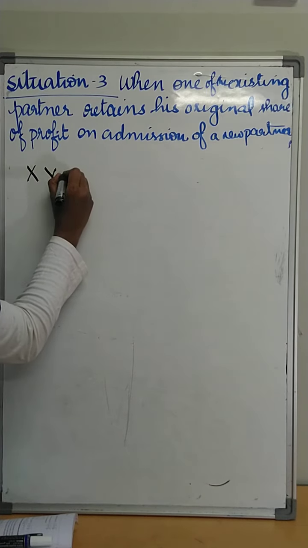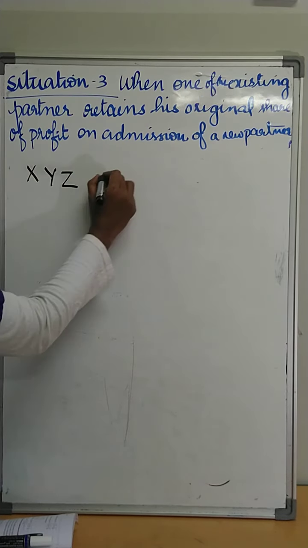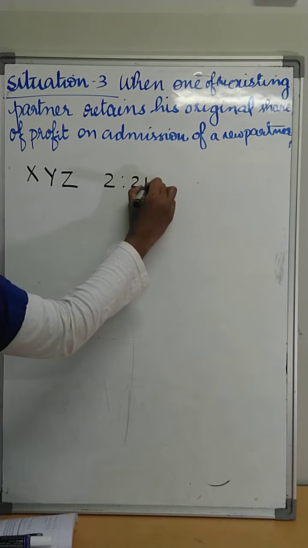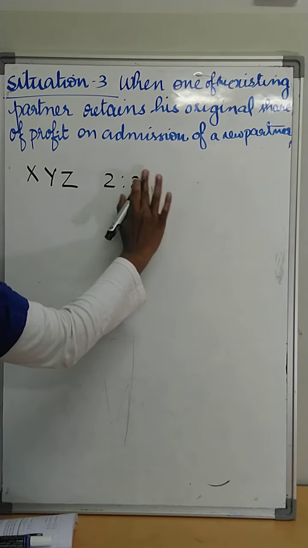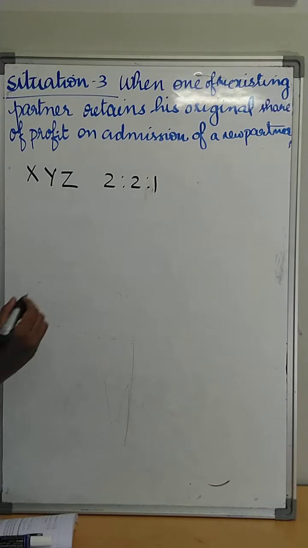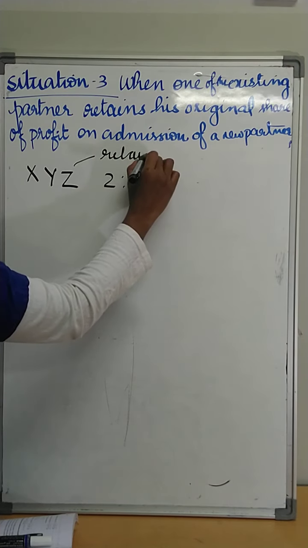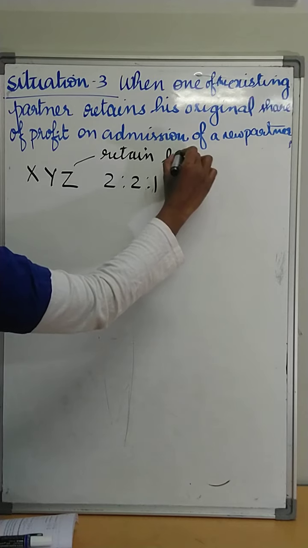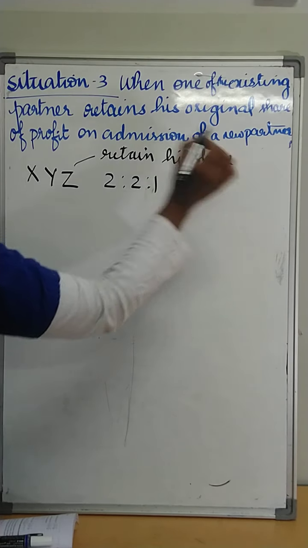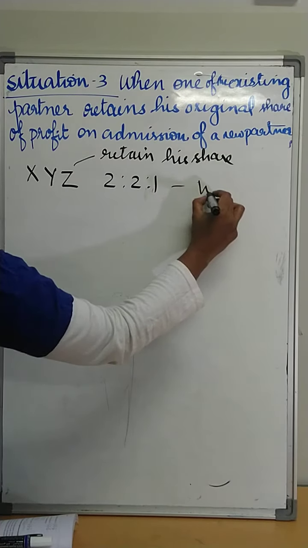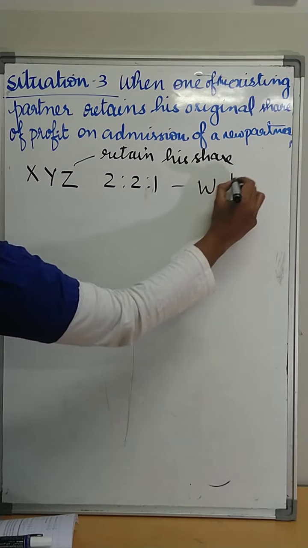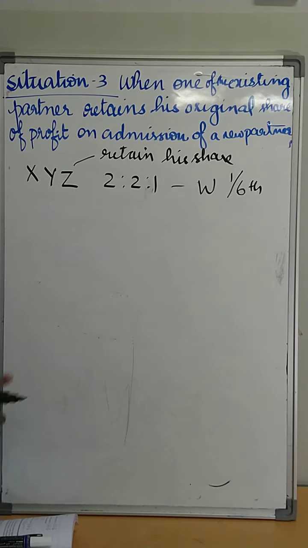X, Y and Z are partners. Their profit sharing ratio is 2:2:1. Z will retain his share. Now they admit W into the partnership for 1/6 share of profit. So this is the question.